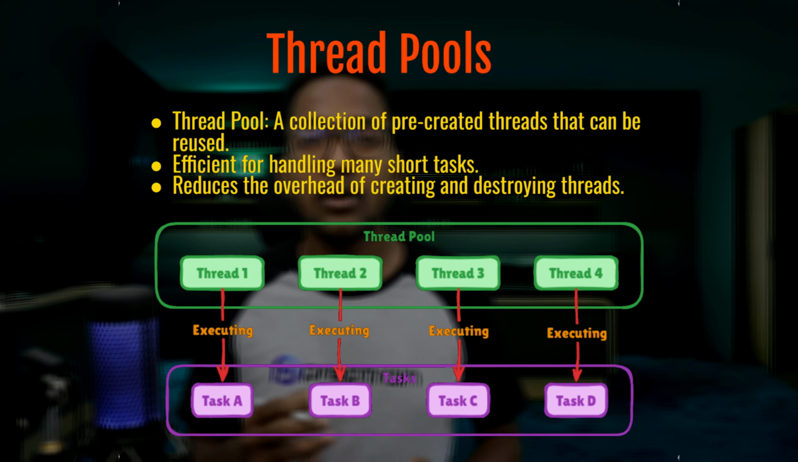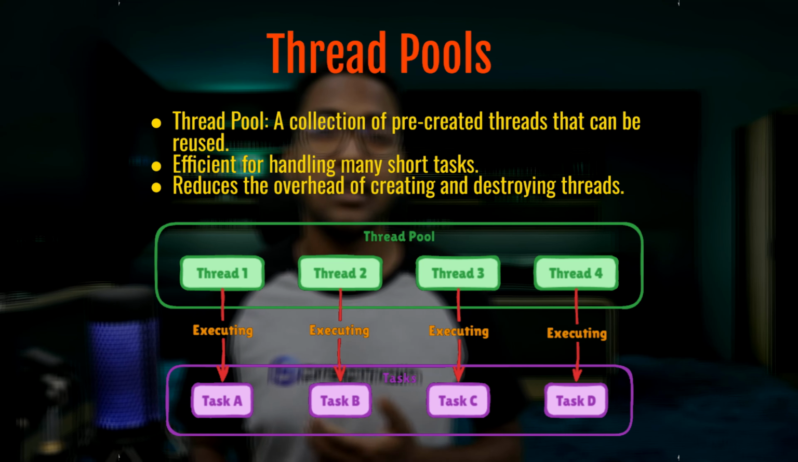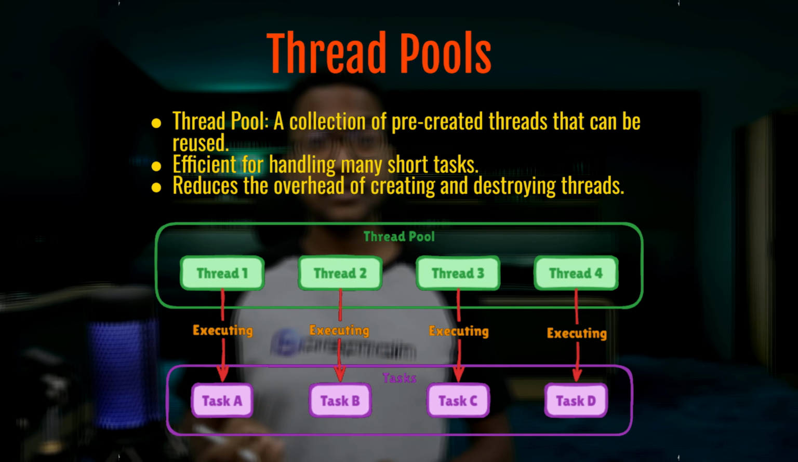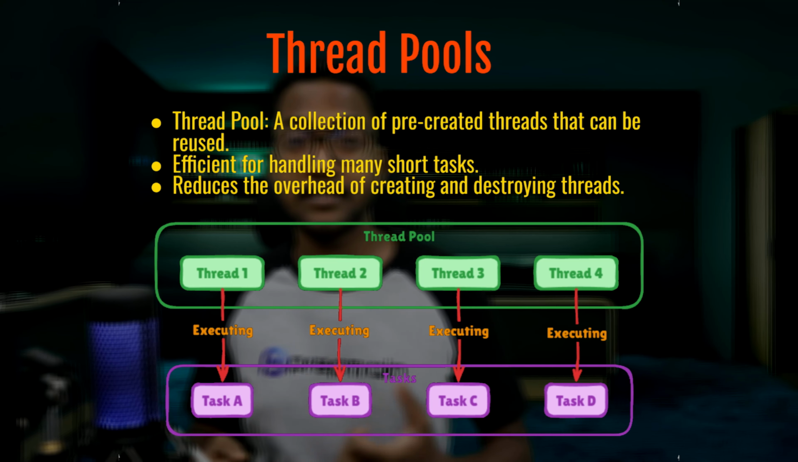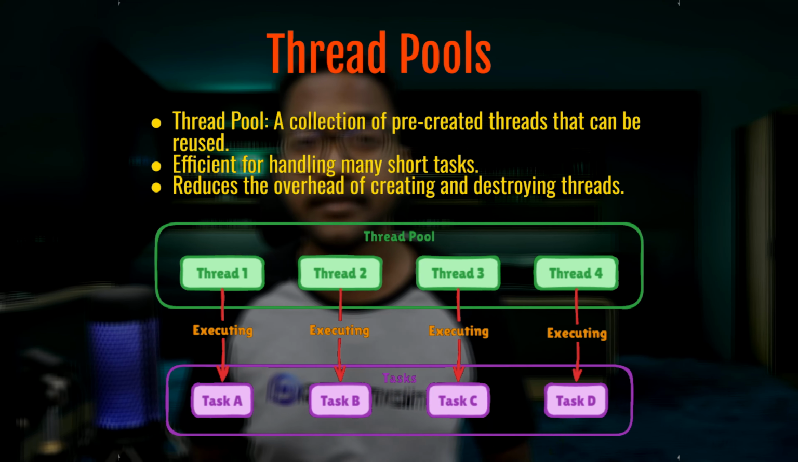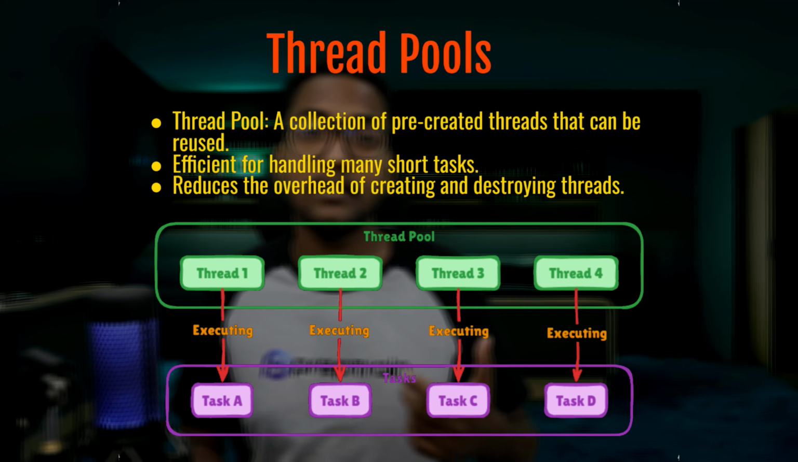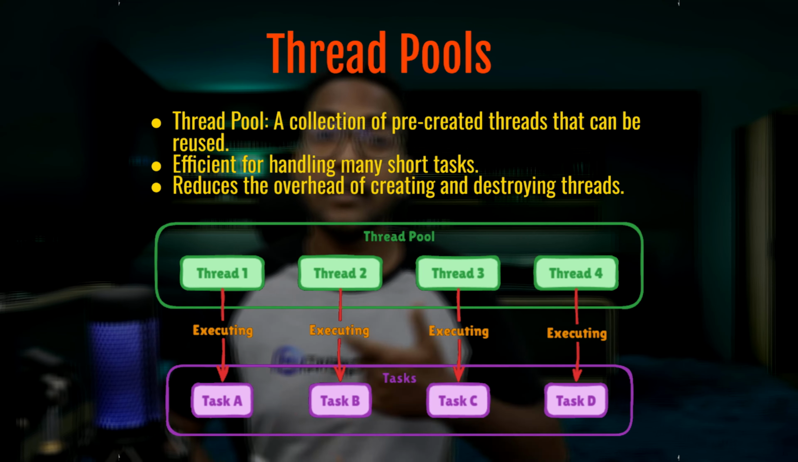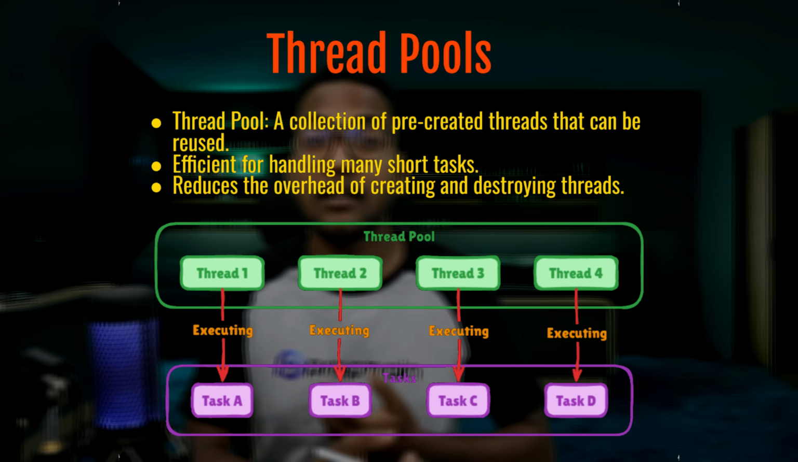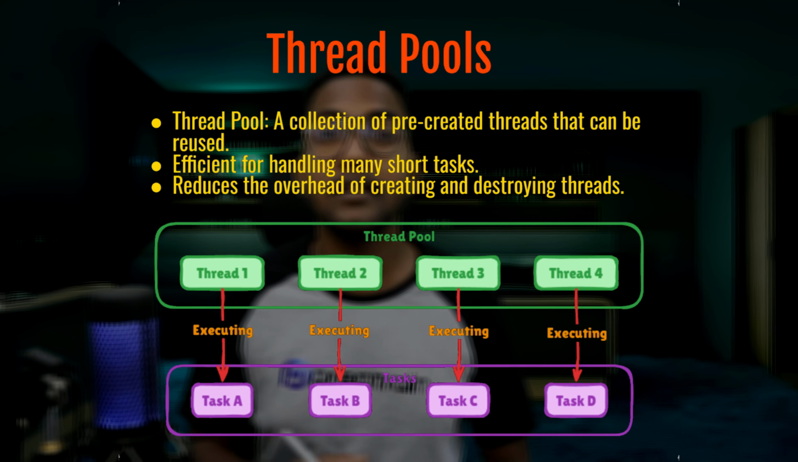So let's break down how a thread pool works. Imagine you are running a busy restaurant, and instead of hiring a new chef for every order, you have a team of chefs standing by, right? When an order comes in, one of the chefs can take the task, prepare the dish, and then return to the pool, ready for the next order. This is exactly how a thread pool operates. When a task comes in, a thread from the pool is assigned the task.